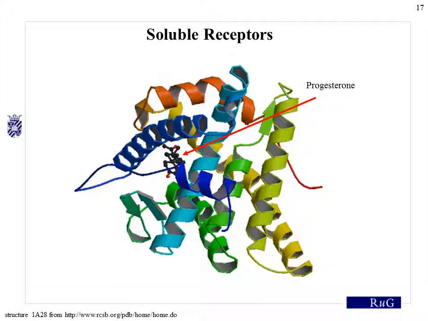Here is an example of a soluble receptor, the receptor for the hormone progesterone. You can see the small molecule progesterone in the binding site of the receptor, and you can see the complicated three-dimensional structure of this receptor. The progesterone receptor, once bound to its ligand, will go to the nucleus and initiate a program of gene transcription. That is the function of the receptor. If you want to use it for a receptor assay, we would, for example, have to use a labeled progesterone molecule and develop a competitive binding assay, for example, based on radioactively labeling progesterone as a tracer.